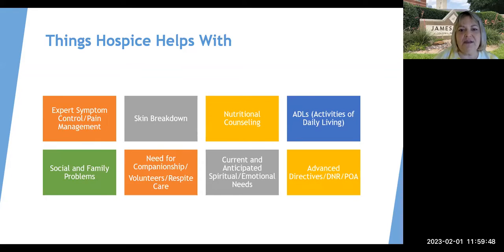Hospice is going to help with skin breakdown, nutritional counseling, those ADLs, activities of daily living, as the aides are coming in, social and family problems. They can do family mediations. That need for companionship, that's where the volunteers come in. Current and anticipated emotional and spiritual needs of the patient and the family. They can help with the paperwork of the advance directives, the DNR, the powers of attorney. They also can provide medical equipment. Respite care can be given for the caregiver to have a break or to get some symptoms under control.